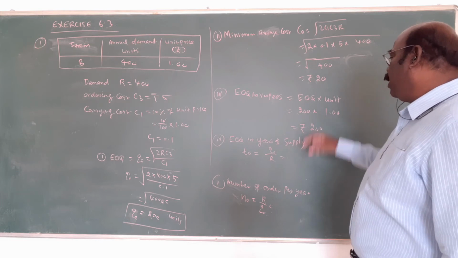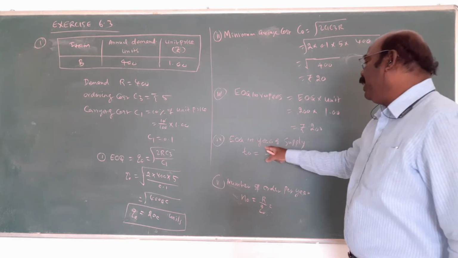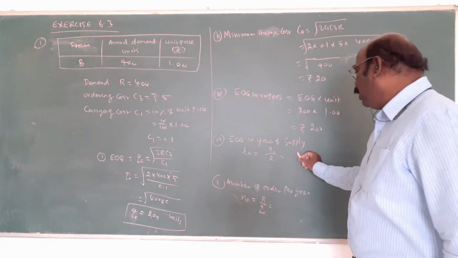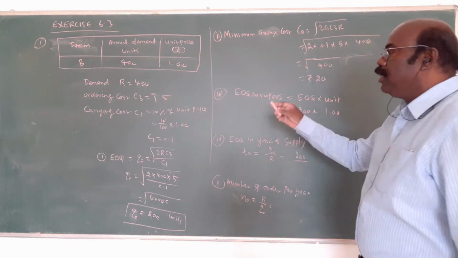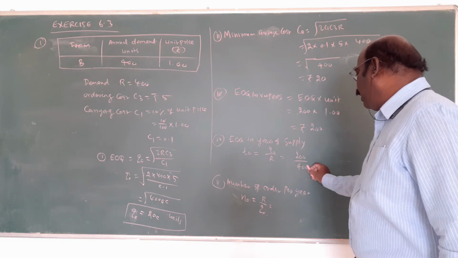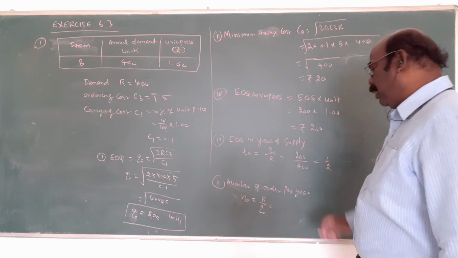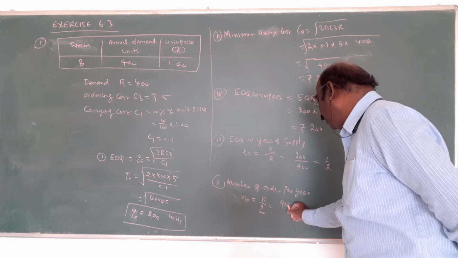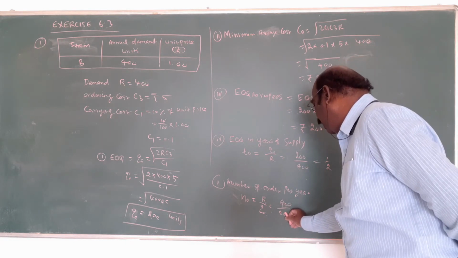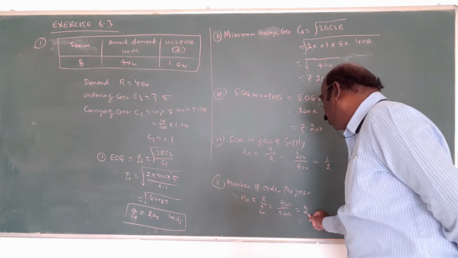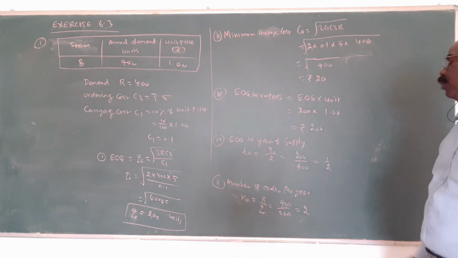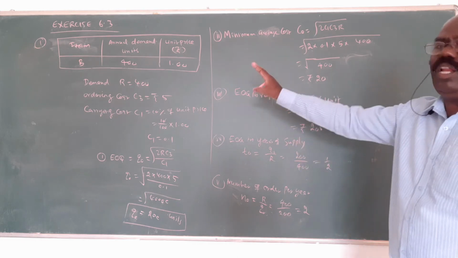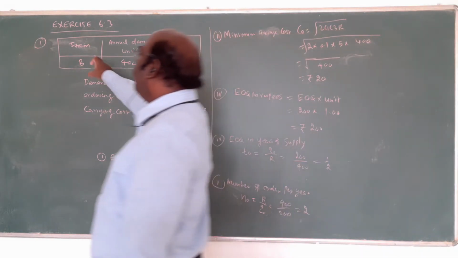Now we work in years, years means time is here. Q naught by R. Q naught is what? 200. R is what? 400. Divide, 1 by 2, that is the answer. Then R by Q naught. R is what? 400 divided by 200. Cancel, number of orders is 2. That is the answer. When formulas are the same, there is a relatively small change. It is called item B.